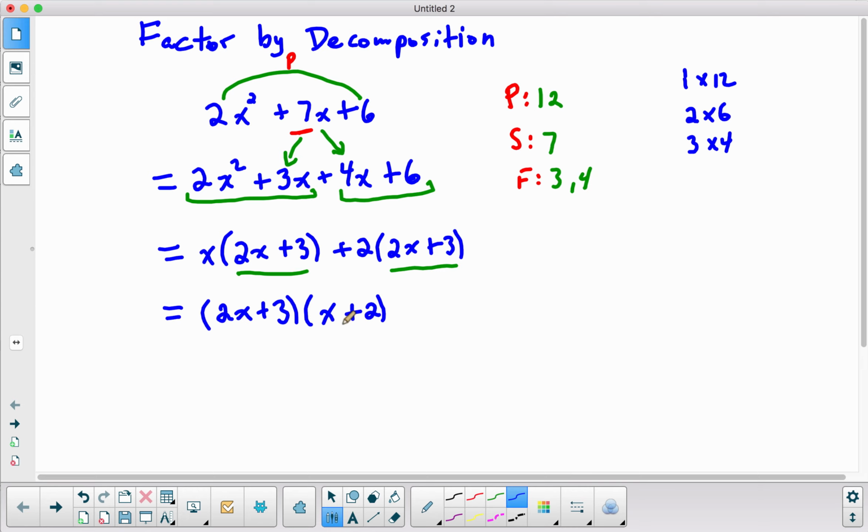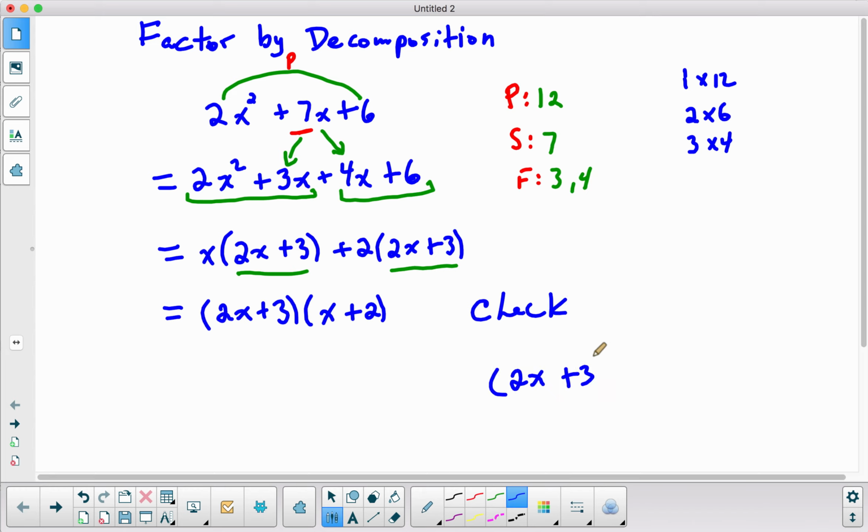All right, so there you have it. 2x squared plus 7x plus 6 factors into (2x plus 3)(x plus 2). And just as a reminder, we can always check by multiplying our binomials by foiling the binomials out. So let's do a quick check here.